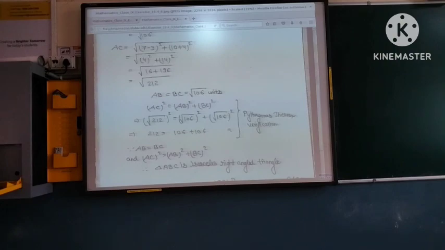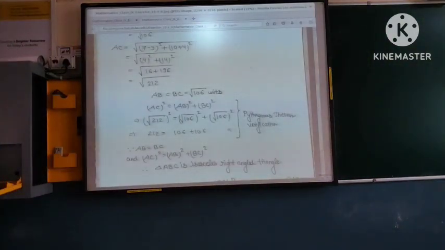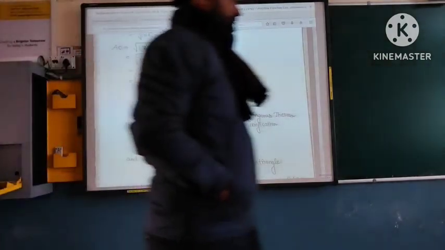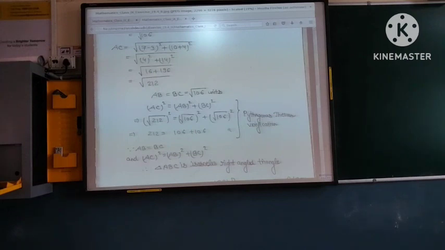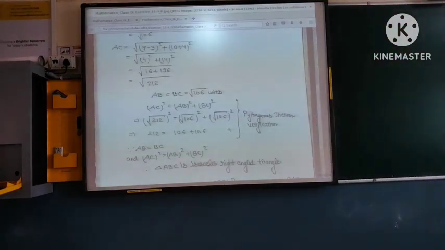So see, there are two parts in this question. One part was, prove that the triangle is isosceles; the other is, right angle. For isosceles, again using the distance formula, we have proved that the lengths of the sides are equal. And for the right angle triangle, we have proved that the Pythagoras theorem is valid. That means the Pythagoras theorem is satisfied.